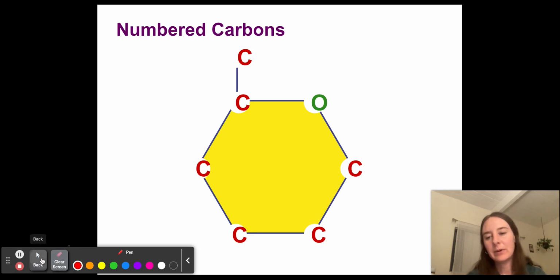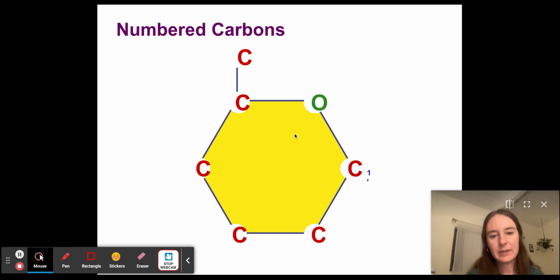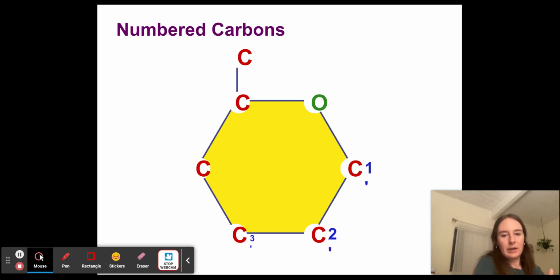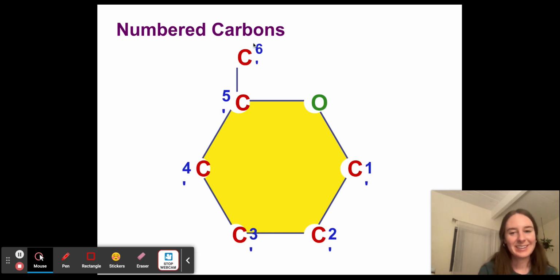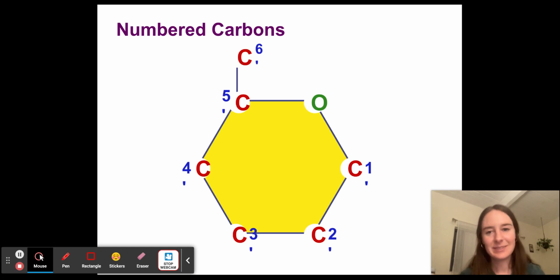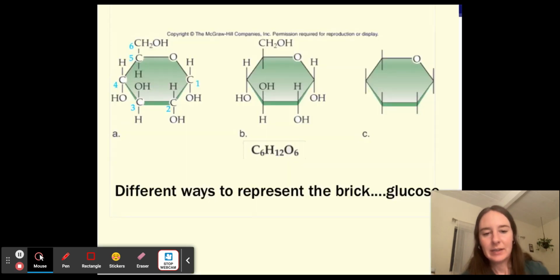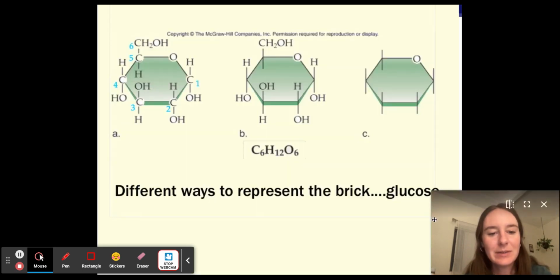Now we're going to be numbering our carbons. So we assign numbers to each of them. Now we start with the carbon right next to the oxygen. So on the right side of the oxygen, that's carbon 1. And then we go around in a circle. Carbon 2, carbon 3, carbon 4, carbon 5. And then we have this extra carbon. It's kind of like the chimney on top. That's carbon 6.